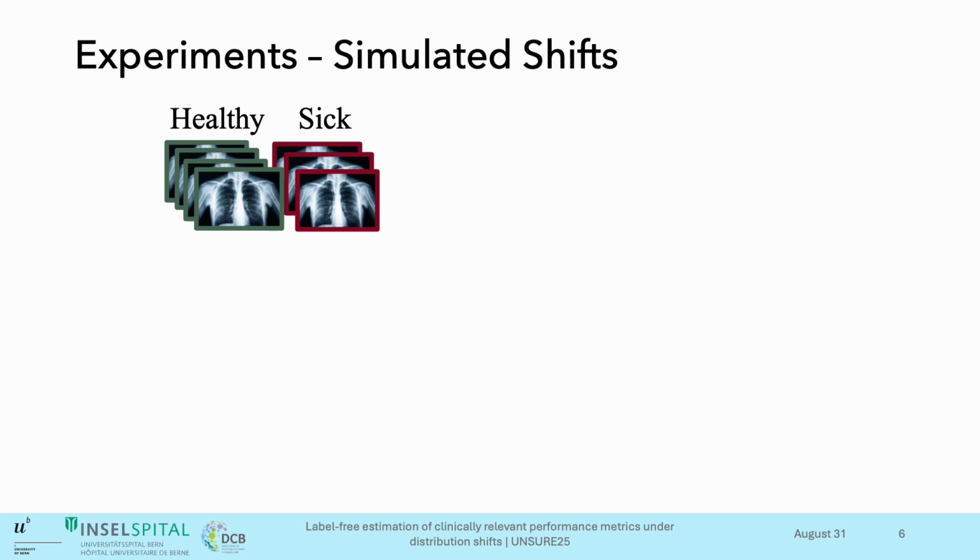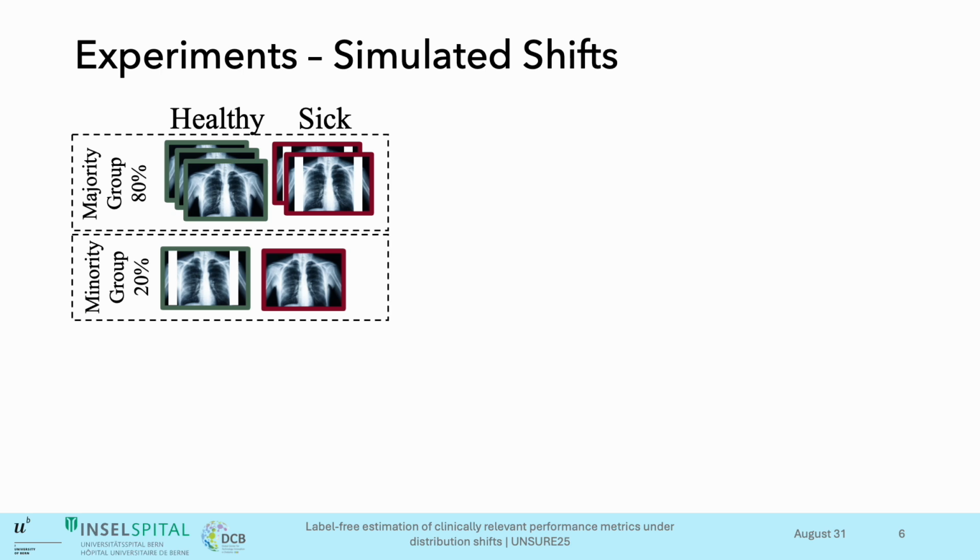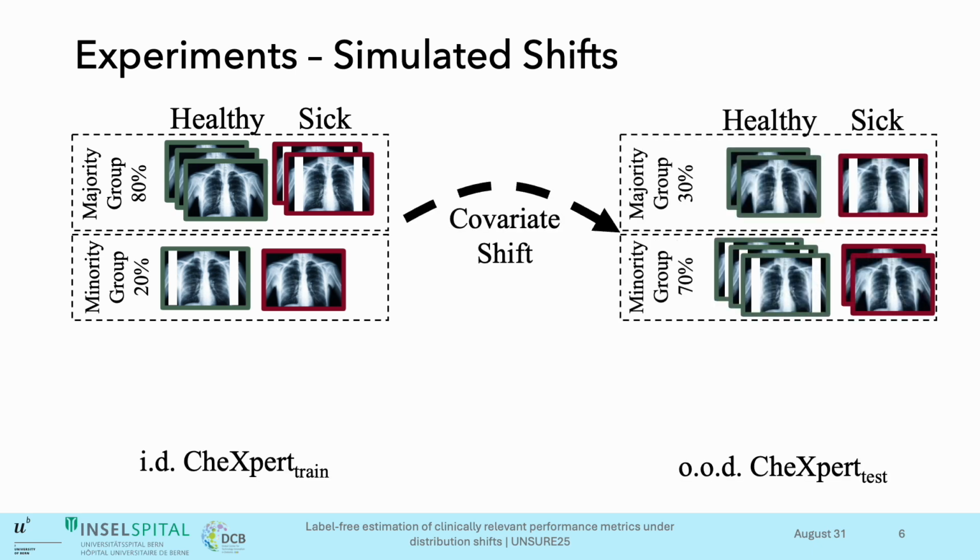Next, we simulated pure covariate and prevalence shifts by adapting the test sets. For covariate shift, we created 2 subgroups and varied their proportions between training and testing. An artifact was introduced in 80% of sick patients and 20% of healthy patients. The majority group consisted of unaffected healthy patients and sick patients with the artifact, while the minority group was the opposite. Retraining the model caused it to rely heavily on the spurious correlation, yielding higher performance on the majority group but poorer performance on the minority group. In the test set, we then varied the group proportions to simulate covariate shifts.